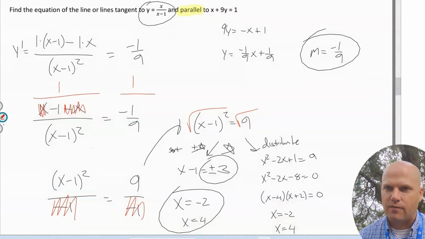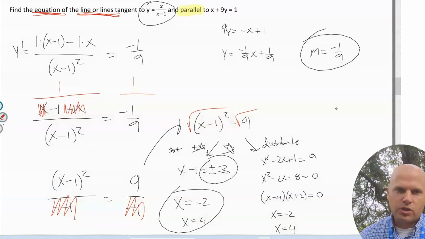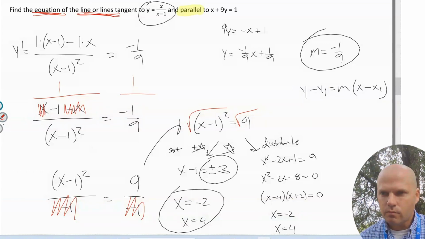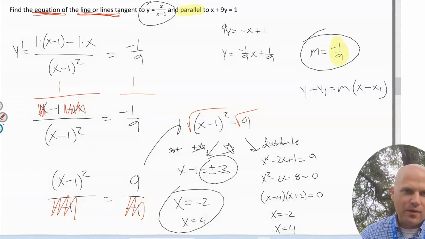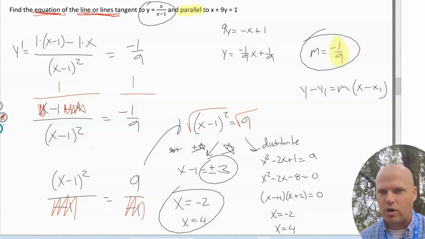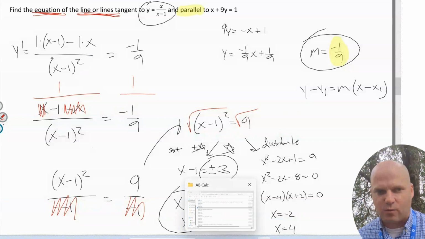We want the equation of the line or lines. Ooh, geez. Mr. Messner wants y - y1 = m(x - x1). Okay, well, what do we have? We have m. This is the m that we're looking for. This is the m that we have. If we plug in -2 or 4 into our m equation, we're going to get -1/9. We just solved the equation. We did the work. We showed that these two x values produce an m of -1/9.